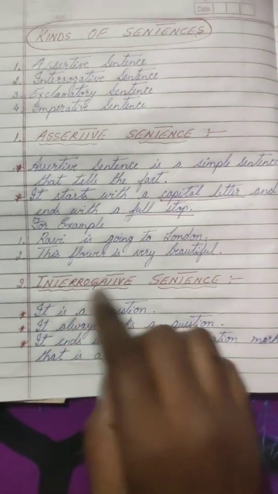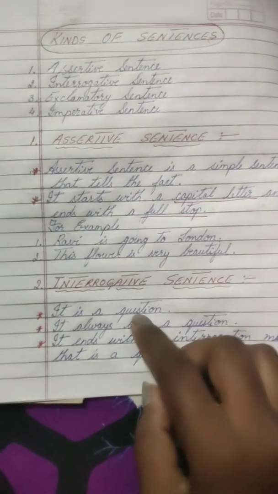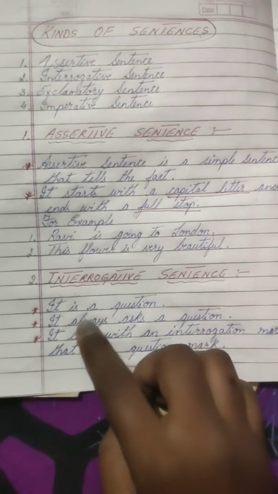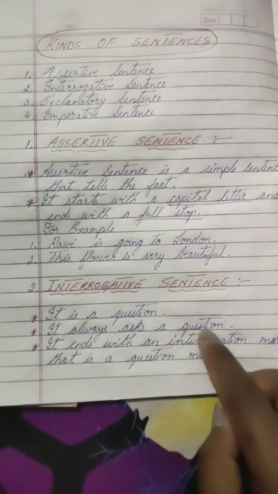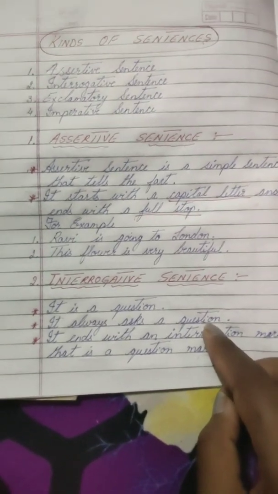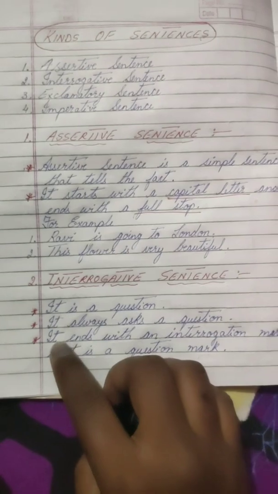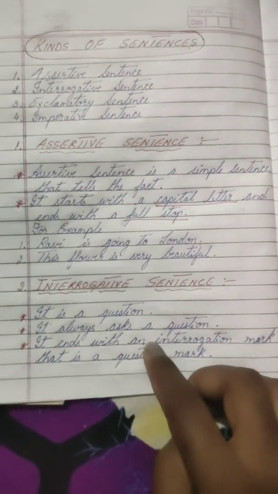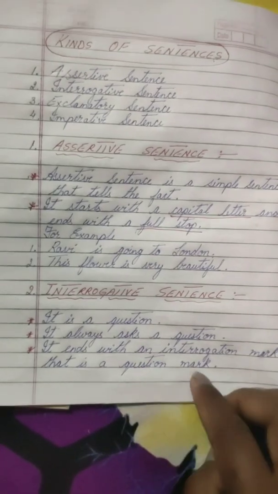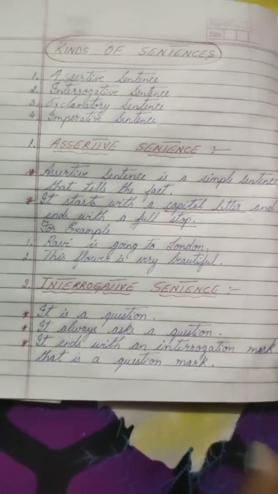So interrogative sentence is a question. It is a sentence that always asks a question. ये एक कौन सा टाइप का सेंटेंस है? ये एक ऐसा सेंटेंस है जो क्वेश्चन पूछता है. Okay. And number 3, it ends with an interrogation mark, that is a question mark. तो ये किससे end होता है? ये हमेशा question mark से end होता है.